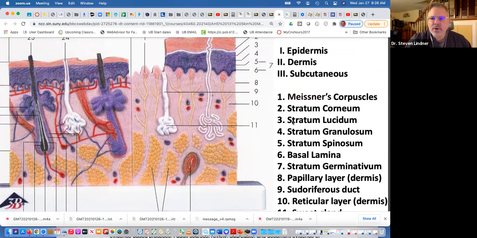You see stratum corneum, stratum lucidum, stratum granulosum, stratum spinosum, and then the stratum germinativum. We have 5 layers. 1, 2, 3, 4, 5 stratum layers. And the easy way to remember them, there's a little silly saying, it's Cher loves getting skin Botox. Cher loves getting skin Botox.